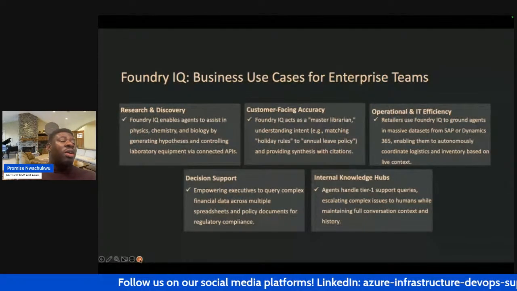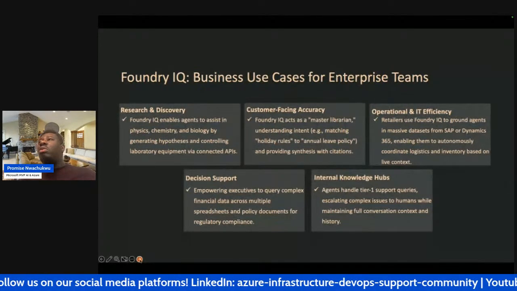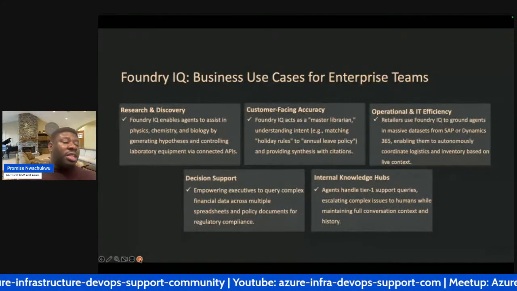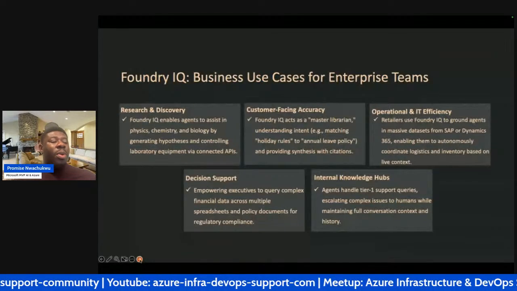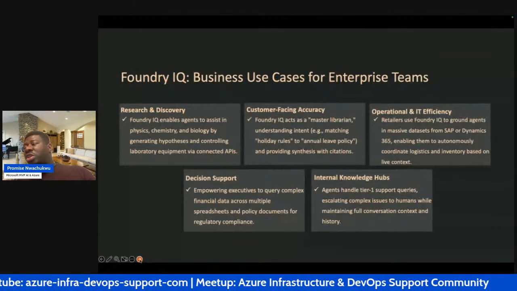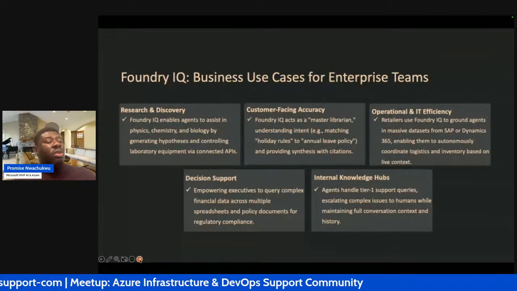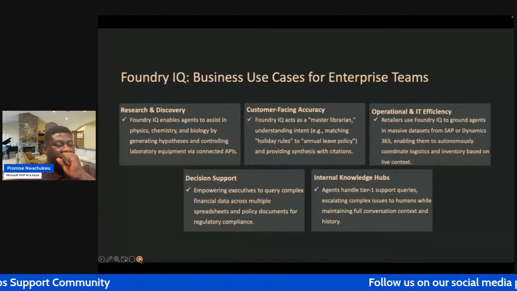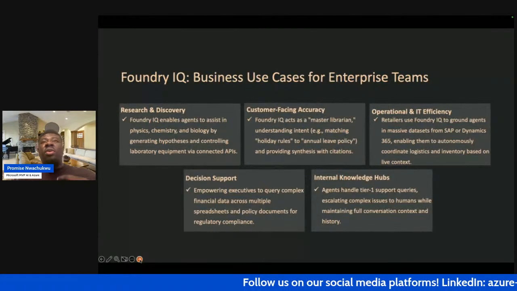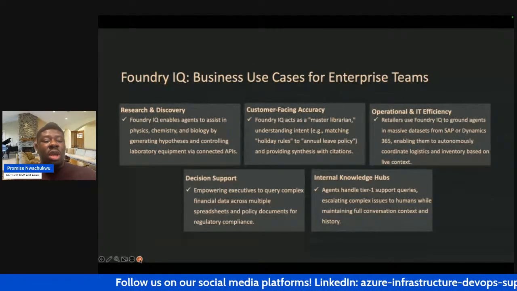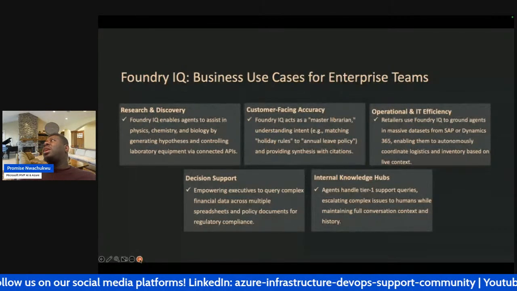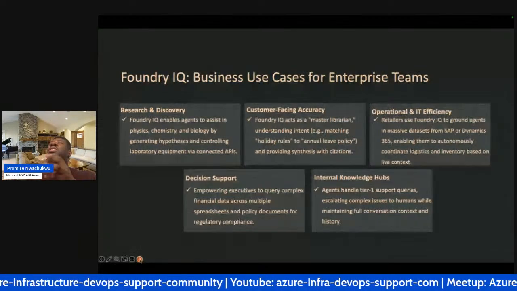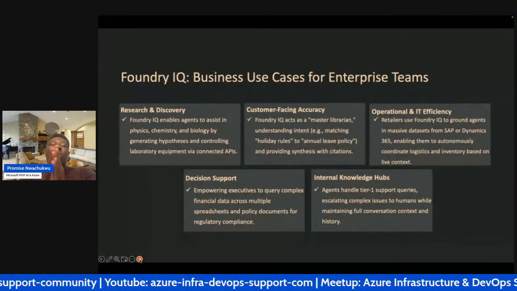And then also you can find Foundry IQ in internal knowledge hubs. Say for instance, agents handle tier one support queries, escalating complex issues to humans while maintaining full conversation context and history. So in its own way, Foundry IQ can help in your tier one support queries, because you are able to interact with the files which you've provided to it, and it reasons the answer and synthesizes its reply before sending it down to you.